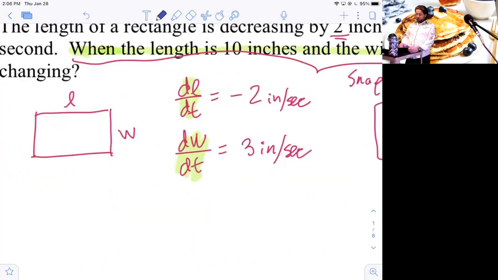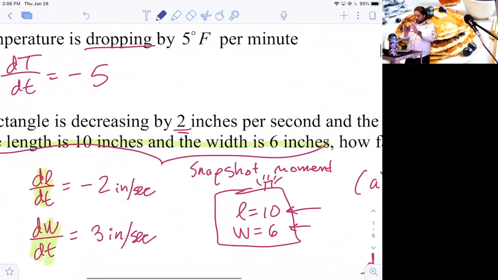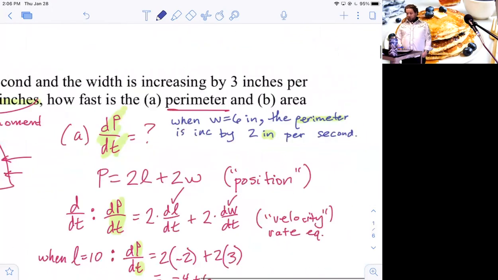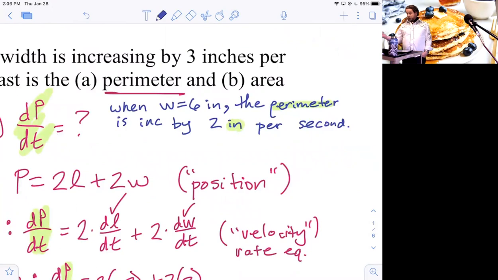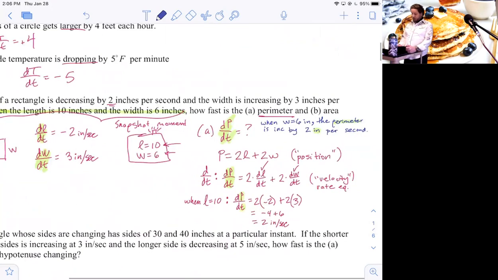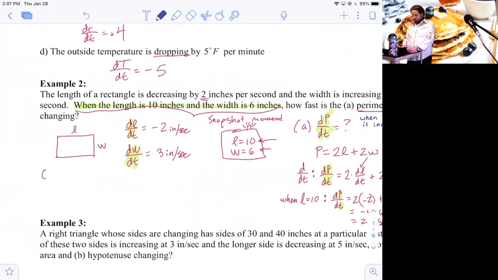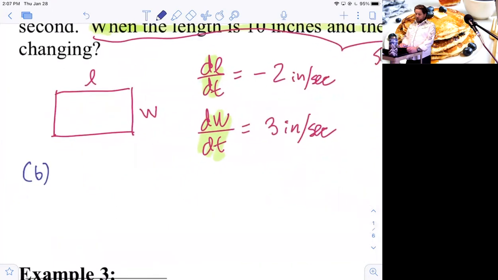So it's like someone took a snapshot, like the event was going on, and we literally took a picture with our camera, and then after that, the moment was gone again, but we caught it for posterity. We're able to answer this question now, and we can answer the next one as well, right? Which is how fast at that same moment is the area changing. Well, that's part B.